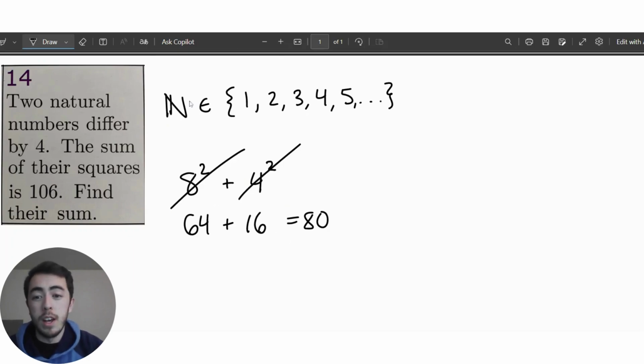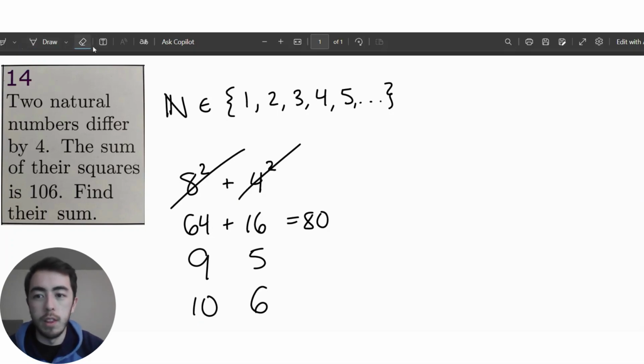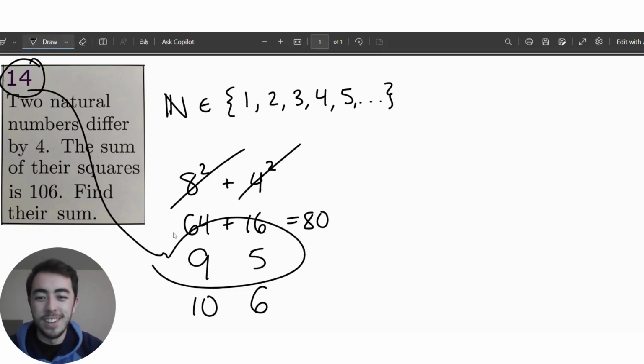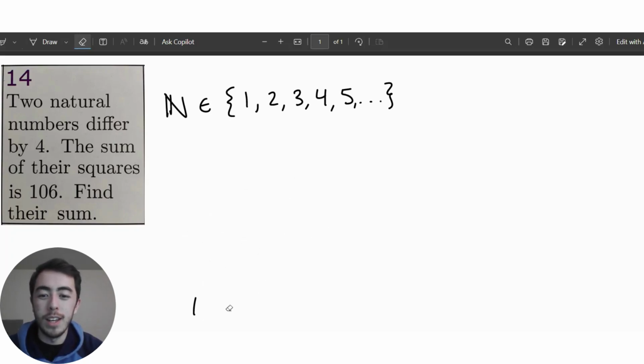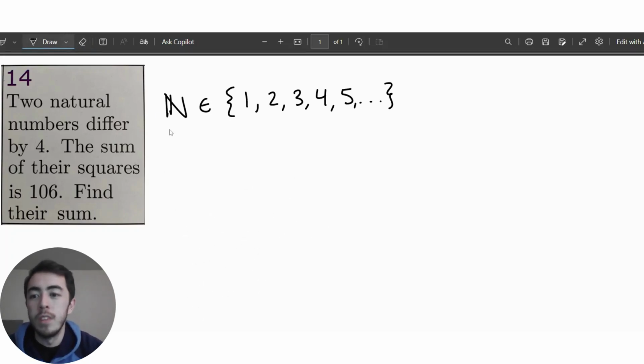From this example, I know that I just need to bump up my numbers a little bit more, because if I make a number bigger, its square will be bigger. So 9 and 5 or 10 and 6 probably work, one of them. Knowing the answer is 14, I know now that 9 and 5 is the answer. But I just want to pretend that I'm not really quite sure, and maybe I'll solve this algebraically, and hopefully I'll get 9 and 5 in the end. So I'll call my two natural numbers a and b.